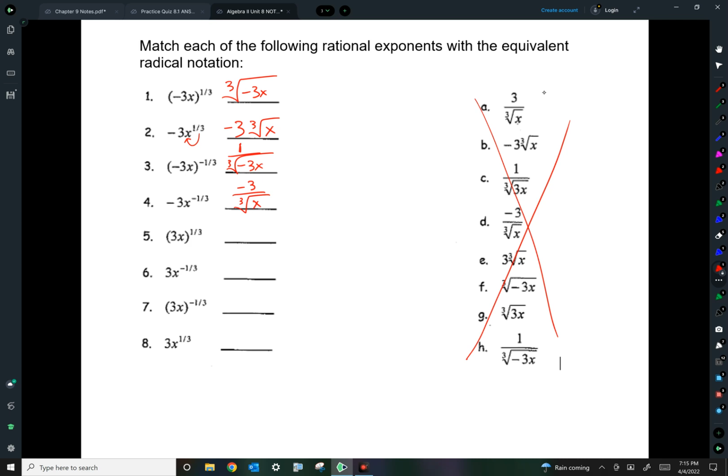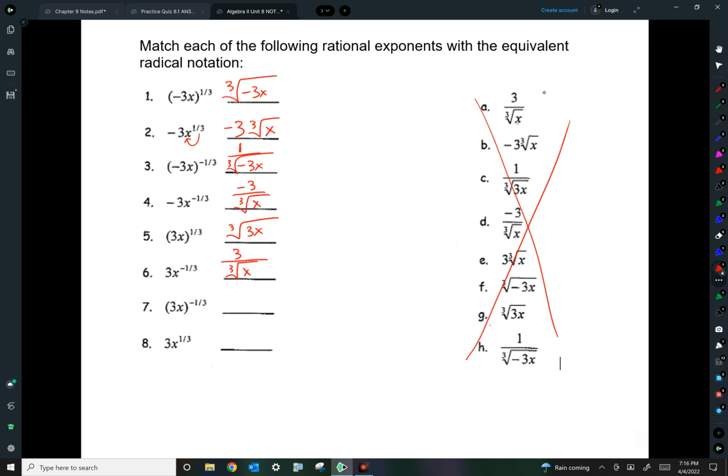Number 5, the 1/3 applies to the whole thing, so it's the cube root of 3x. Number 6, notice the negative exponent only applies to the x. So the 3 stays on top, and then you've got this x to the 1/3 on bottom, but doesn't that mean cube root of x? So it's all about, what does the exponent apply to? Just the x or the whole thing?